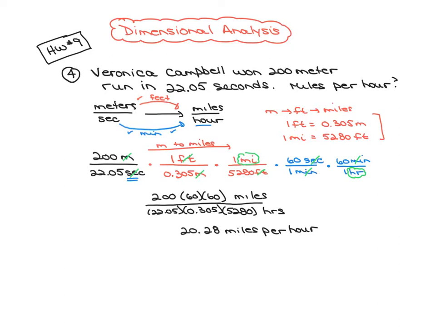All right, so here we used dimensional analysis to convert meters to miles and seconds to hours, to convert the rate of 200 meters in 22.05 seconds into 20.28 miles per hour.